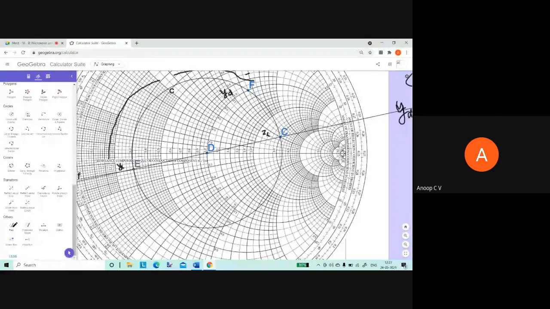So now the distance from the load end to YD will be D, and we will try to find that out. So this point is YD. This point C is ZL and this is YL. This is YD. Then, sir, what is the next step?